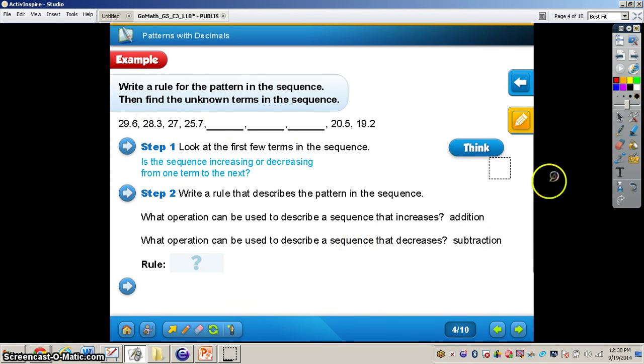Now, what we need to do is see what is happening to my 29 and 6/10. That's making it 28 and 3/10. So what we will need to do is take that problem. You do this right in your math journal. 29 and 6/10, and then 28 and 3/10.